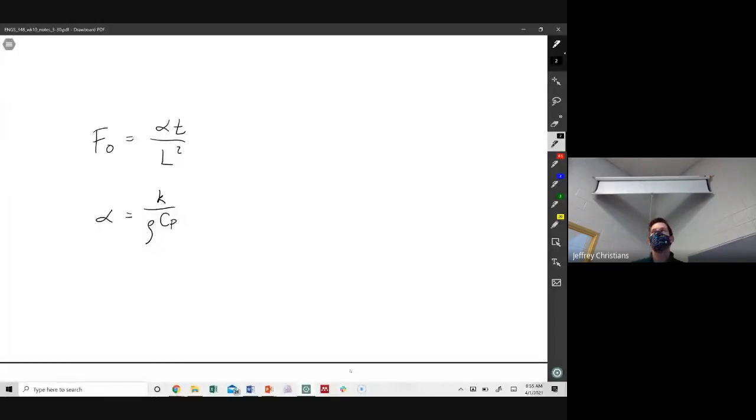Okay, so just to stop you, there are two numbers that maybe you have written down, maybe you don't. If you don't, they're up there, the Fourier number and alpha.